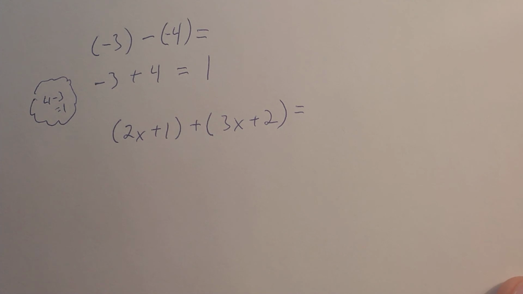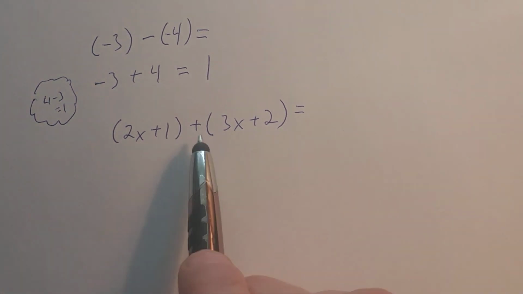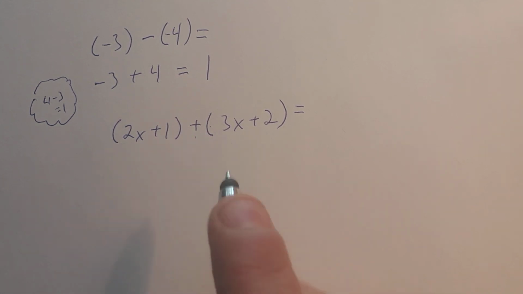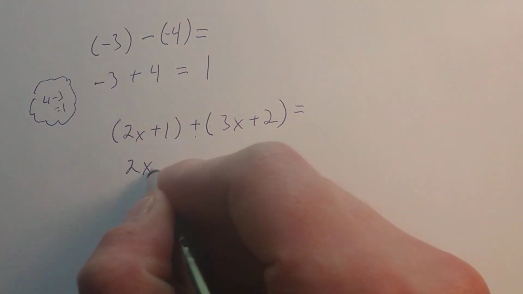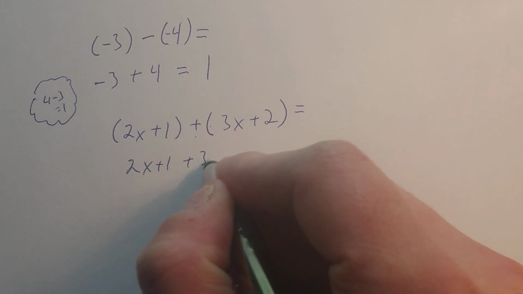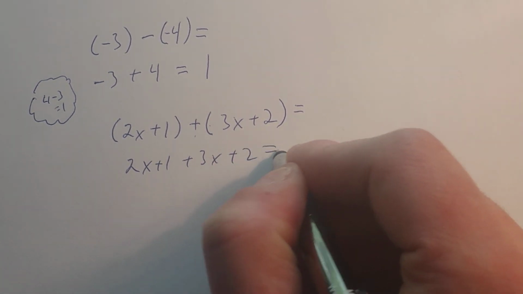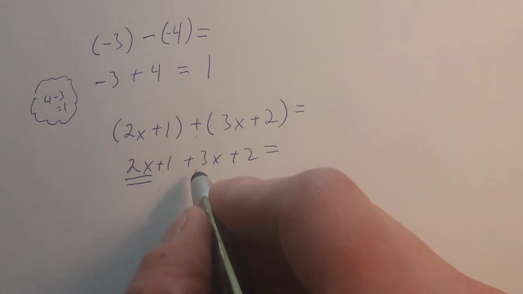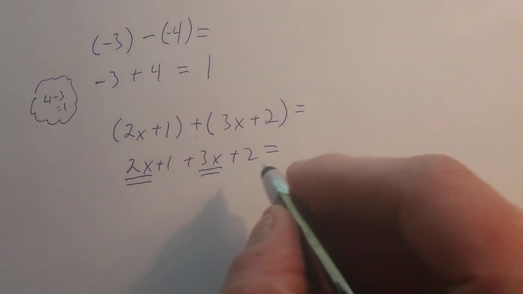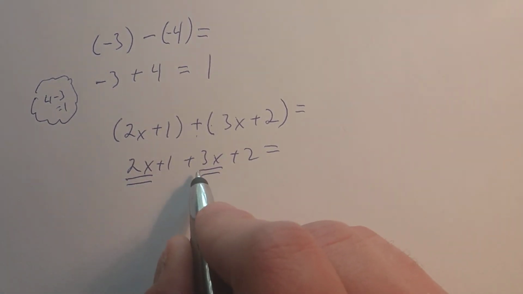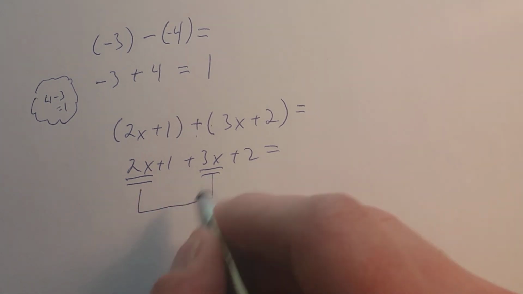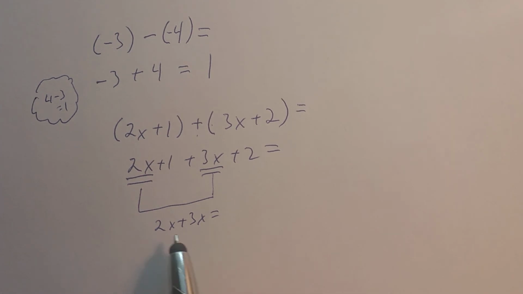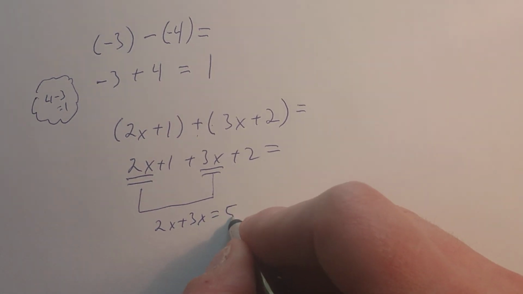Okay. So when we're adding, we can take away the parentheses because we don't have to change anything since we're adding. So this is the same as 2x plus 1 plus 3x plus 2. And then you can go through and combine your common like terms. So there's a 2x here, a 3x here. 2x plus 3x, that's when you're just going to add the coefficients. So we get a 5x.